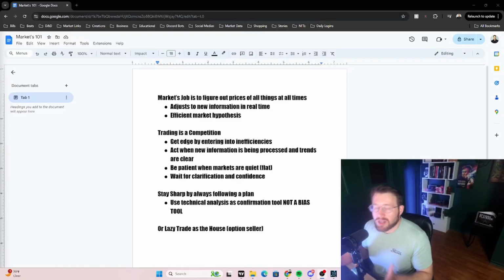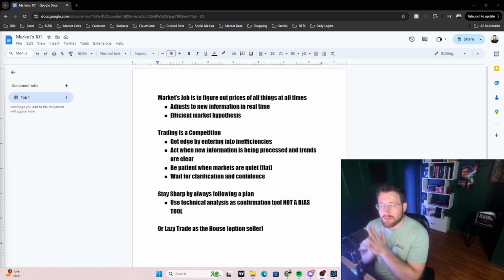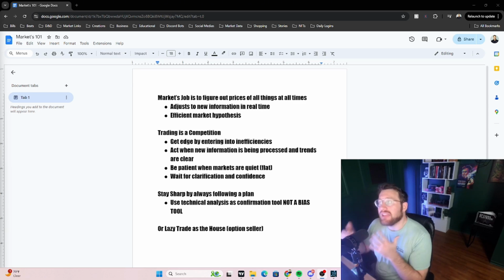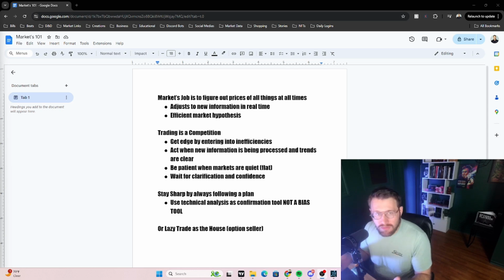If you want to make money on the market, you need to understand these basic concepts. The market's job is to figure out the price of all things at all times. And the market's actually relatively good at this impossible task because you have as many participants betting on what you think those prices are in real time. And what does that mean? That means in real time, they also have to adjust those prices as new information comes in. It's in these moments where as a trader, we can get our edge when the market is adjusting to new information, all right? And that's because of efficient market hypothesis.